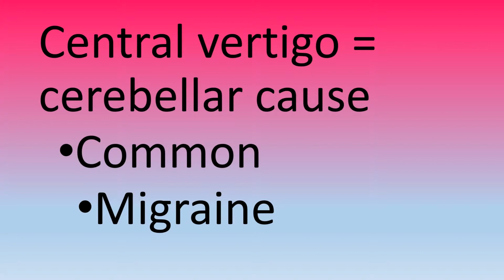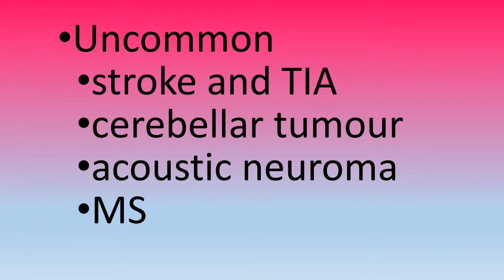Central vertigo has a cerebellar cause. A common cause of central vertigo of cerebellar origin is migraine. Uncommon causes of central vertigo may be stroke, TIA, cerebellar tumor, acoustic neuroma, or MS.